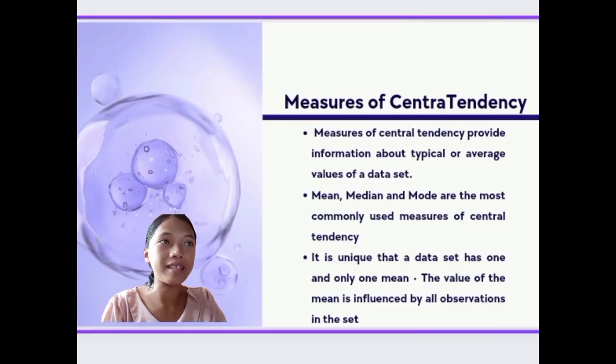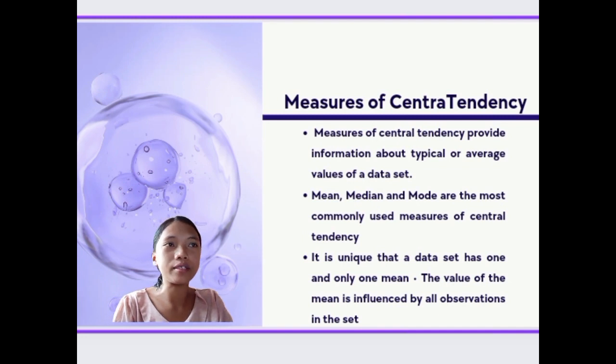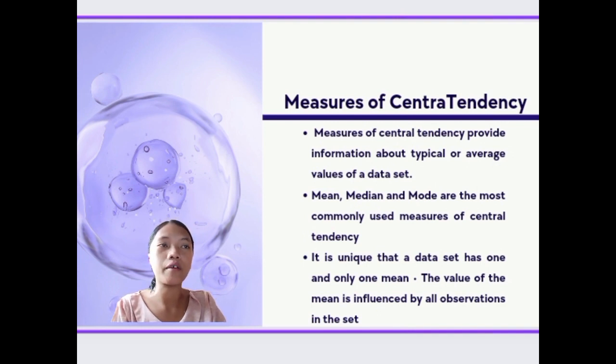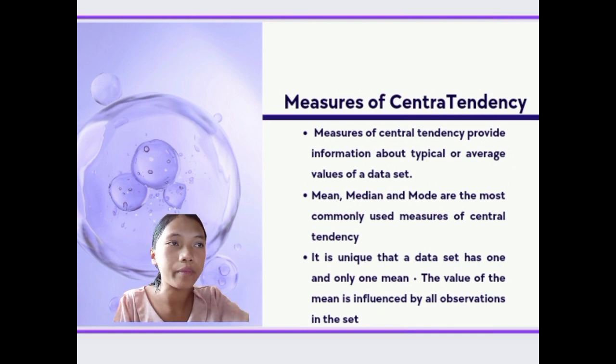Of central tendency. The first bullet is that measures of central tendency provide information about typical or average values of a dataset. The second bullet is that mean, median, and mode are the most commonly used measures of central tendency. And the last bullet is that it is unique: a dataset has only one mean. The value of the mean is influenced by all observations in the set.